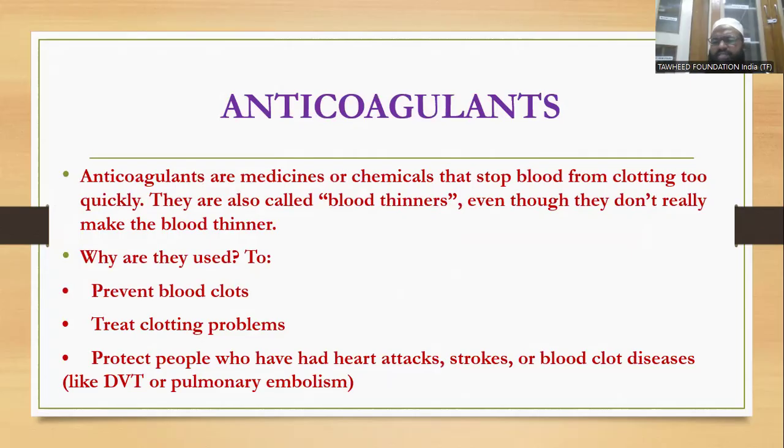Coming to anticoagulants, what are the anticoagulants we are using in the laboratory? Definition of anticoagulant: anticoagulants are medicines or chemicals that stop blood from clotting too quickly. They are also called blood thinners, even though they don't really make the blood thinner. Why are they used? To prevent blood clots, treat clotting problems, and protect people who have had heart attacks, strokes, and blood clot diseases like DVT or pulmonary embolism.